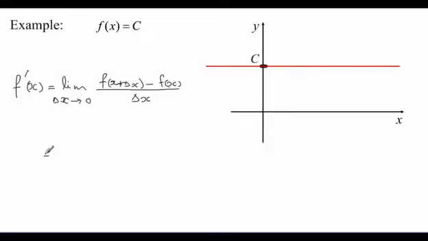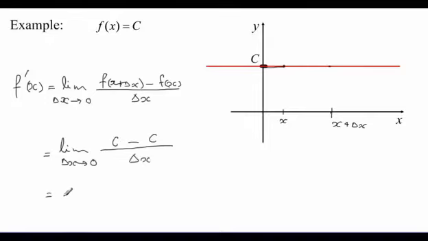Now, let's look at what happens on the graph here. If we've got x here, and another point there, which we call x plus delta x, we see that if we evaluate this function here, the value of the function is the constant c, and if we evaluate it there, again the value of the function is the same constant c. So we can take this as the limit as delta x approaches 0 of c minus c over delta x, which means we're actually calculating the limit as delta x goes to 0 of 0 over delta x.